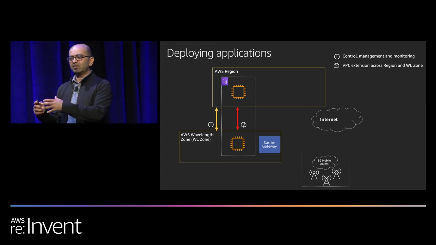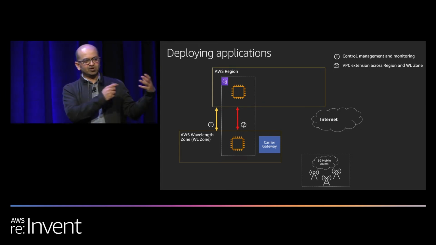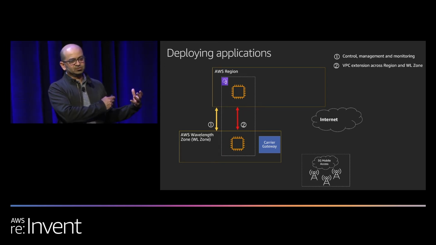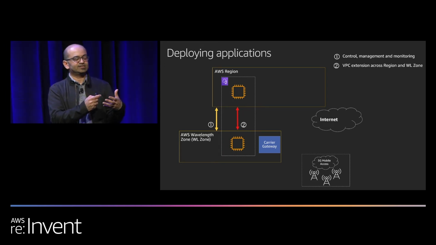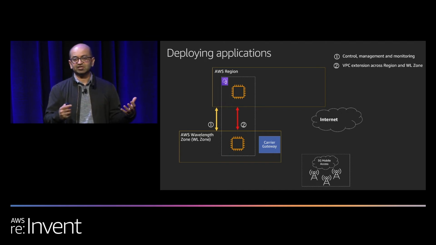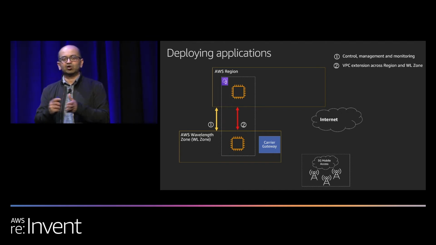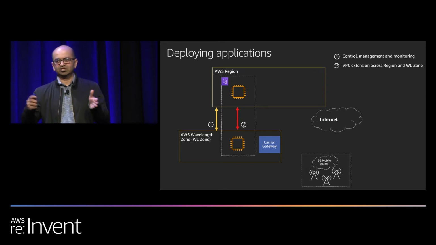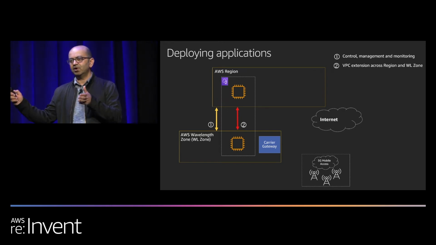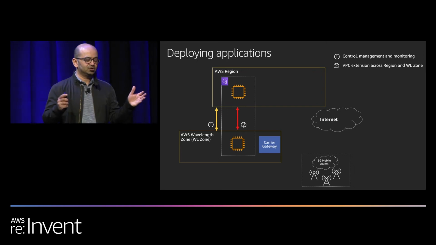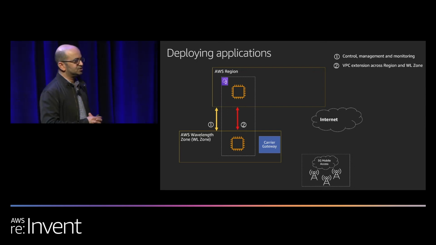So components of your application that are latency sensitive could run in the wavelength zone, and the ones that are not as latency sensitive can run in the region, but in the same VPC. And the VPC can expand or extend across wavelength zones as well. So you could have multiple wavelength zones in different parts of the country or the world, and you would have the same VPC extended across them.